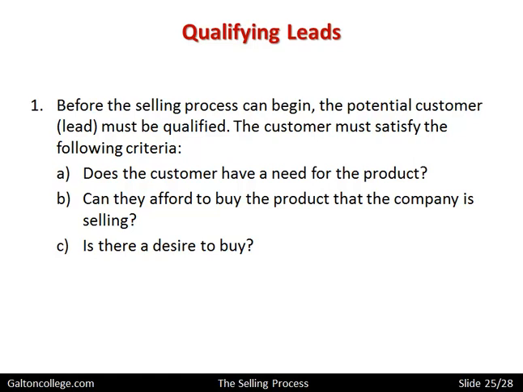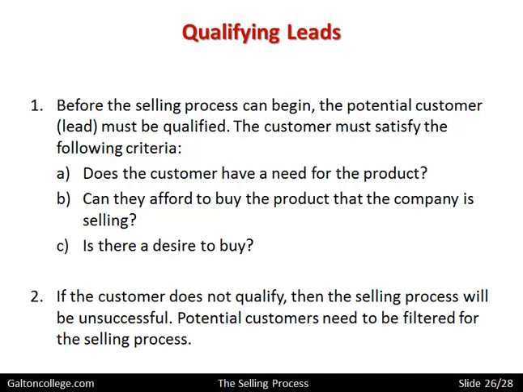But have they got a desire to purchase it? They may have a need for the product and they may be able to afford it, but do they want it? So is there something in their heads stopping them from making the purchase? If the customer does not qualify, then the selling process will be unsuccessful. Potential customers need to be filtered for the selling process. So potential customers should be looked at in the context of the 3 points. Do they have a need for the product? Can they afford the product? And have they got a desire to purchase the product?